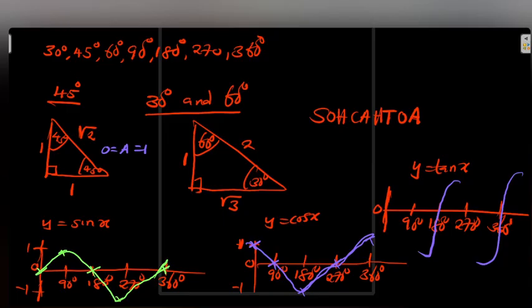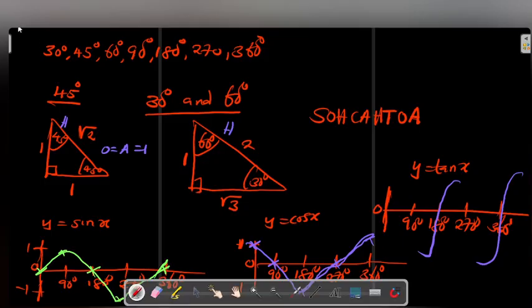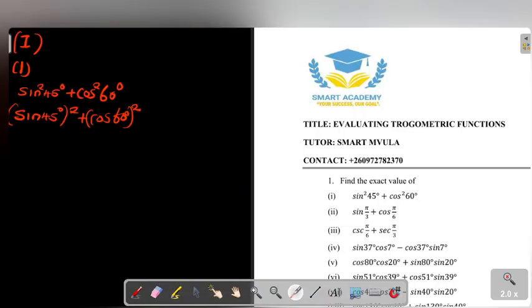Then our hypotenuse is always the longest side. Even here, the hypotenuse is there. So for sine 45, the opposite is 1 and the hypotenuse is root of 2. So we are saying sine 45 is 1 over root of 2. Then now we are going to square this. Then we're going to say plus.